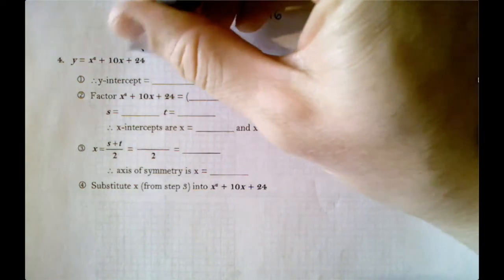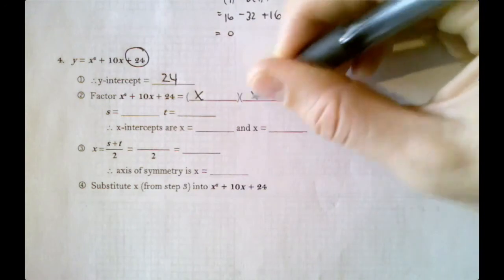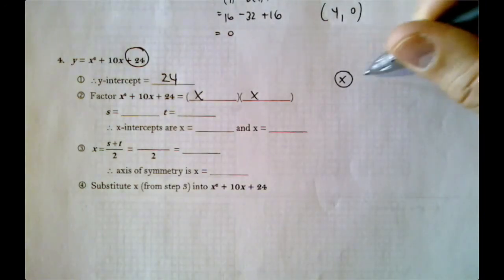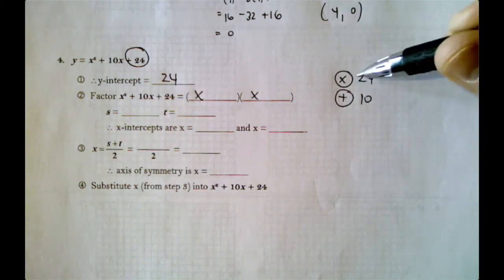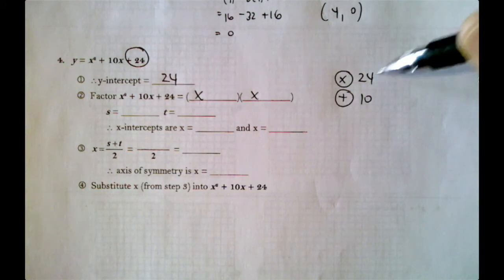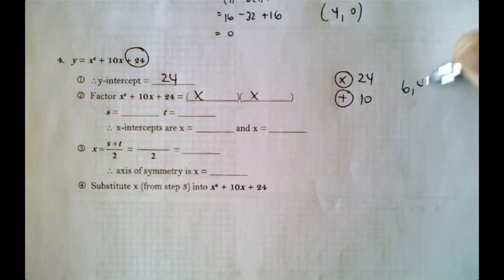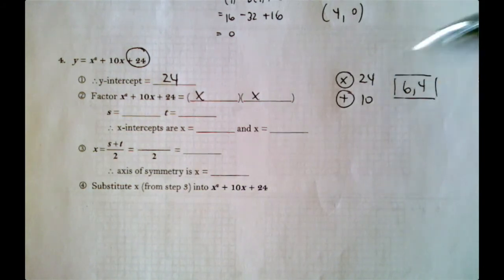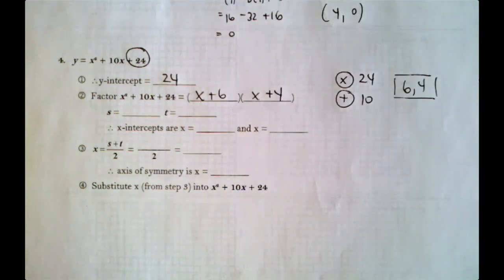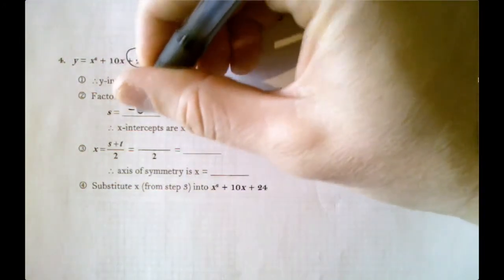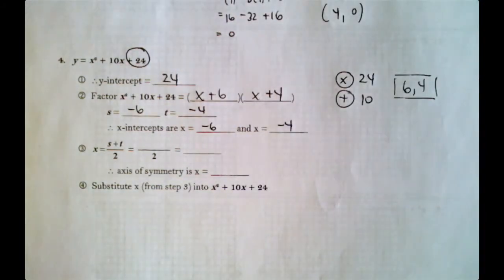The y-intercept's the number on the end, 24. To factor, we start with x, and we're looking for numbers that multiply to 24 and add to 10. Numbers that multiply to 24 are 24 and 1, 12 and 2, 6 and 4. 6 and 4 work. 6 times 4 is 24. 6 plus 4 is 10. To find the x-intercepts, we take the opposite signs. So our x-intercepts are -6 and -4.